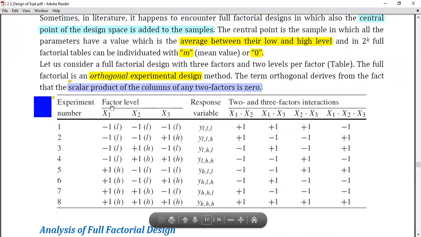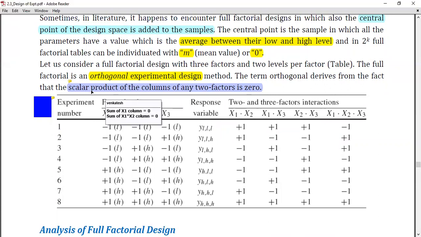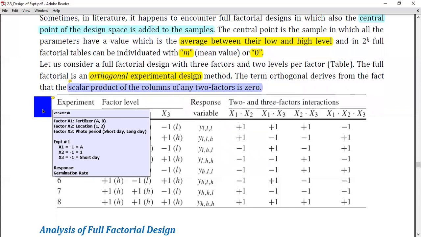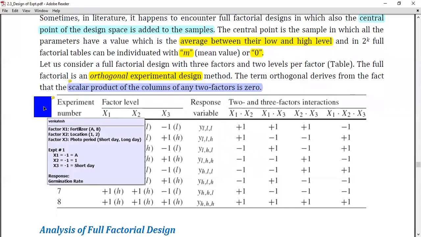Experimental combination, let us select it. An orthogonal experiment is nothing but one in which the scalar product of the columns of any two factors is 0. Let us see what it is with one example here. Look at this box. Let me take three variables, x1, x2, x3. For the fertilizer factor I am taking A and B, two different types of fertilizer. And let me take another factor, location. I'm using the fertilizer at two different locations, location 1 and location 2, maybe like my place and your place possibly.